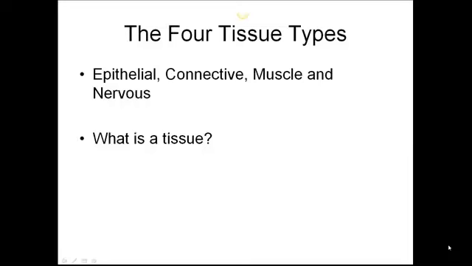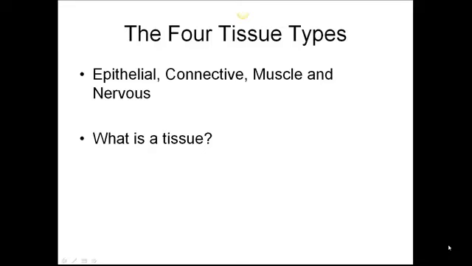So today we'll be talking about the four tissue types: epithelial, connective, muscle, and nervous. The whole human body is made of one of these four types, or, as in the case of connective tissue, what they build. So a connective tissue cell would build tendons and ligaments and bones, things like that.